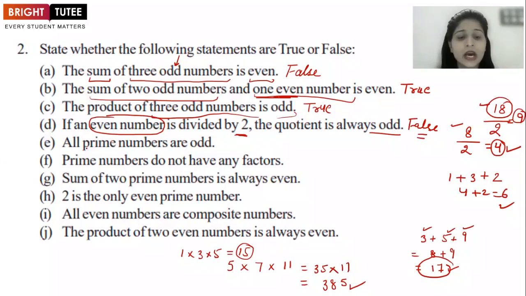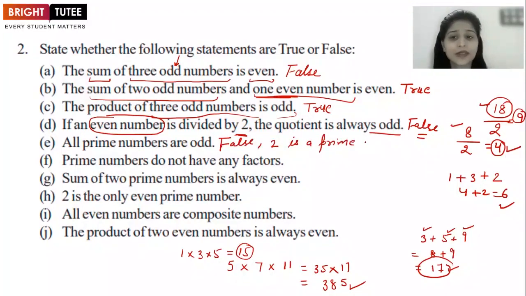The next one, all prime numbers are odd. It is false. I hope you remember we discussed that 2 is a prime number. Yes, 2 is a prime number. Is it odd? No, it is an even number. 2 is an even number as well as prime.